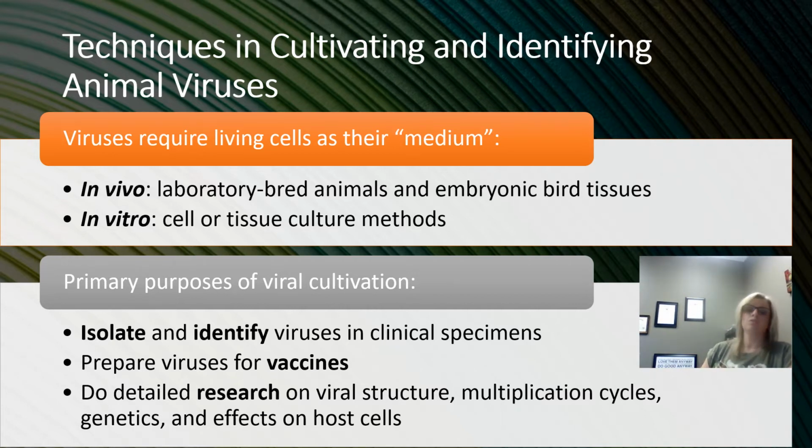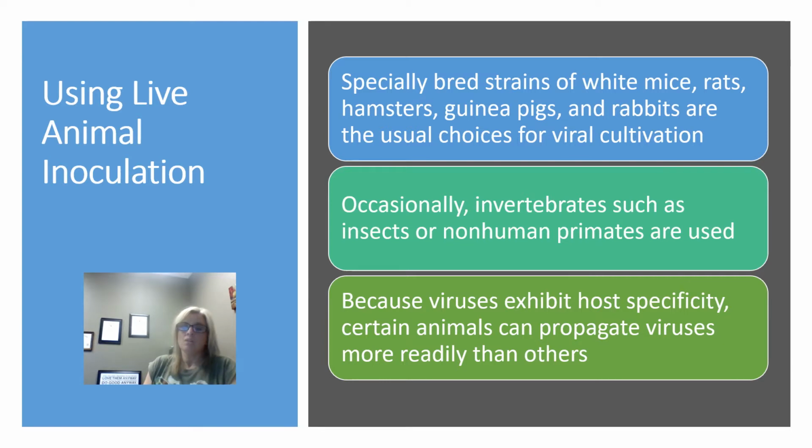All right. And so in order to do that detailed research on the viral structure, the genetics, the cycle that they multiply by, how they affect us, we've got to be able to grow them in order to study them. So sometimes we do this in a live animal, specifically bred strains of mice, rats, guinea pigs, rabbits. Those are usually what we use for viral cultivation. Sometimes we have to use invertebrates like insects or non-human primates. Viruses do have that host specificity, so that's what is going to determine what we use to grow or propagate the virus. And so they're going to do better in some species as opposed to others.